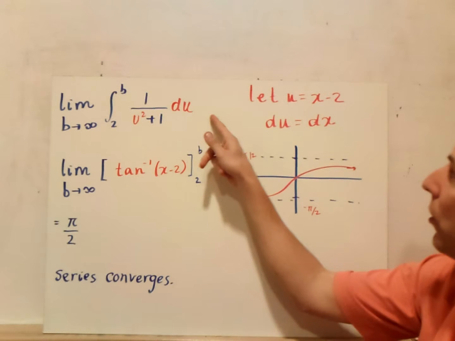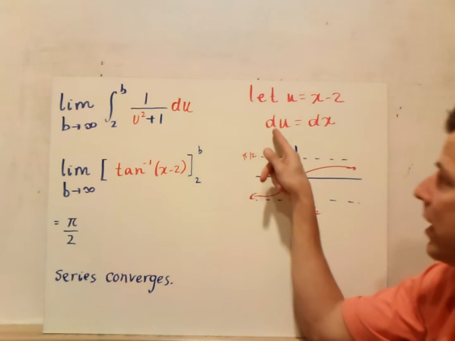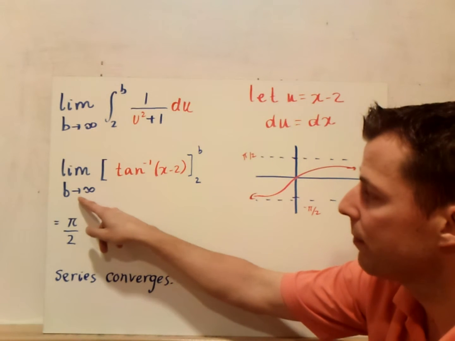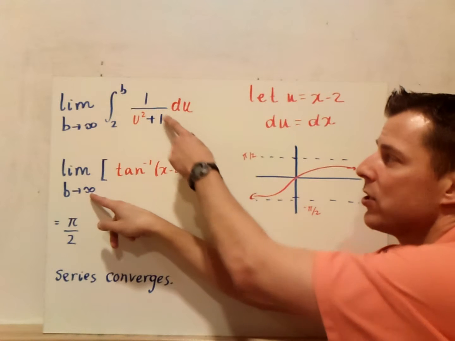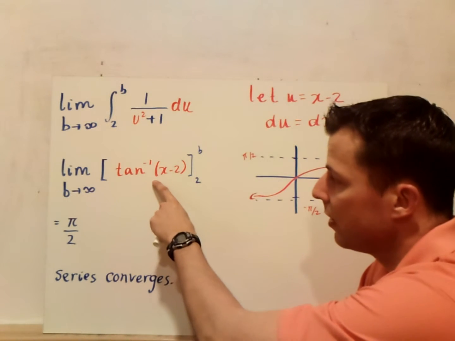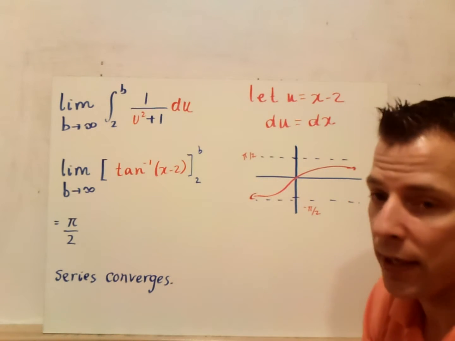Now, I'm going to let u equal x minus 2. So there's the x minus 2 squared plus 1, and du equals dx. Okay, so I'm taking the limit now as b approaches infinity. When you take that integral, guess what? It's inverse tangent of x minus 2, okay? And I'm evaluating that from 2 to b.